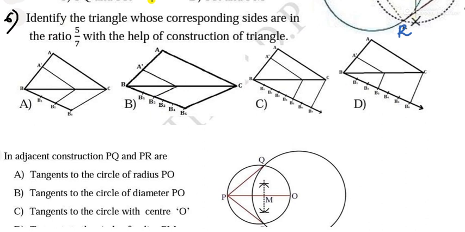Identify the triangle whose corresponding sides are in the ratio 5:7, with the help of construction of triangle. So total you have to see first. 5/7 means the greater value, not total, the greater. Since it is a triangle, the greater value is 7. So you have to look for the 7. Here you can't see the 7, only 3. 1, 2, 3 is given.